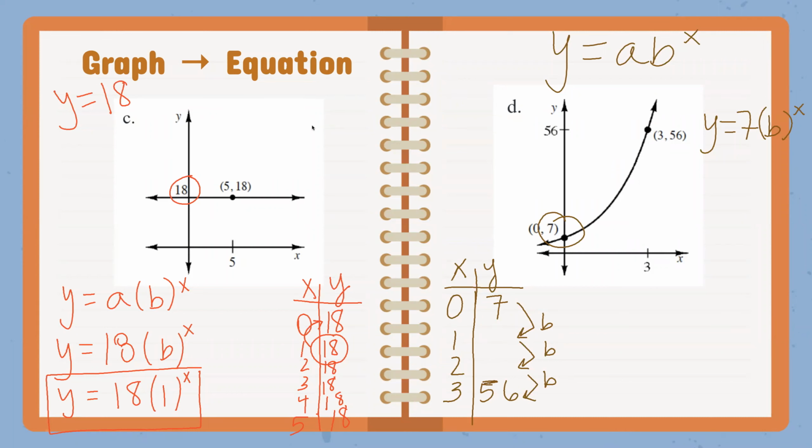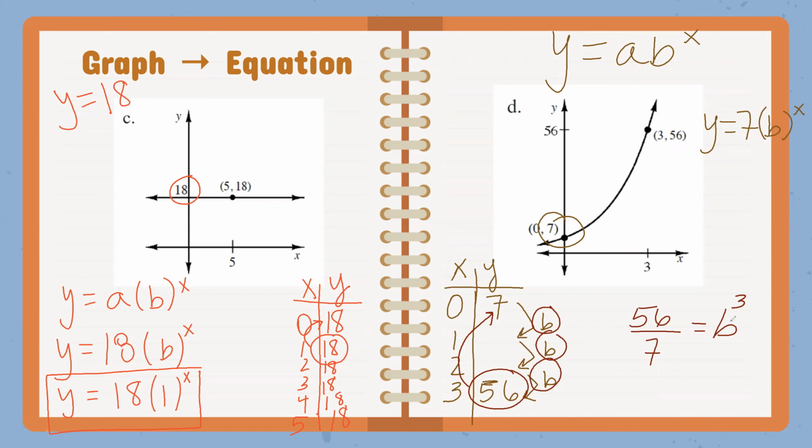So here are the steps to doing that. I'm still going to take 56 and divide it by 7. However, is that equal to b? No, it is equal to b times b times b. And b times b times b is b cubed. That's how I'm going to find my b.